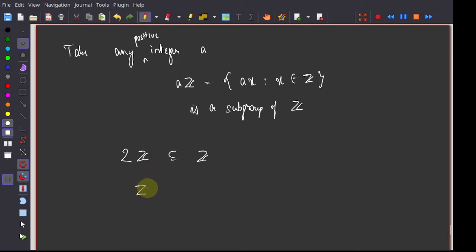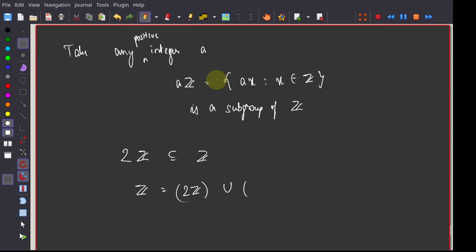So in fact you can write Z in terms of 2Z. Z can be written as a union of two disjoint sets, 2Z and a shift of 2Z. So the set of all integers can be decomposed into the set of all even integers and the set of all odd integers. Now the set of odd integers doesn't form a group. Can you say why? 0 does not exist. Okay. So the set of all odd integers does not form a group, but the set of even integers forms a group.